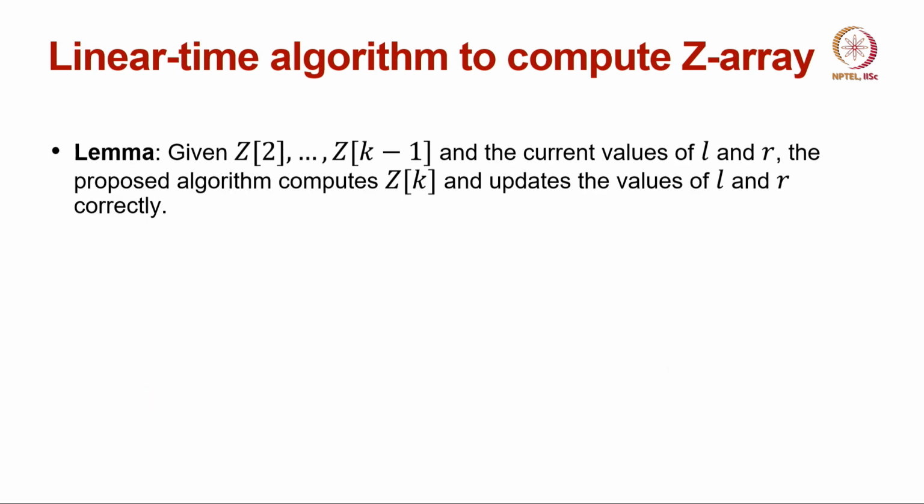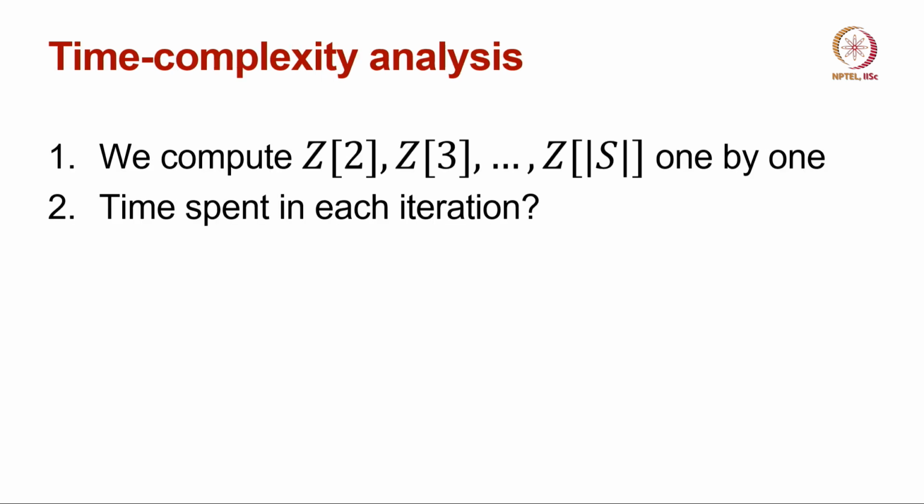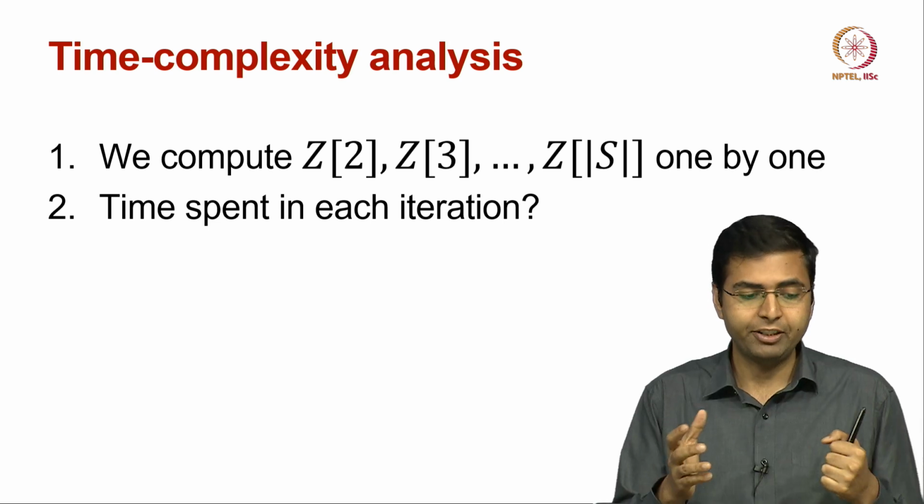This completes the description of the algorithm, and we can state it as a lemma: given the values of Z2 until Zk minus 1 and access to the current values of L and R, the proposed algorithm computes Zk and also updates the values of L and R correctly. Let us look at the time complexity analysis. We are computing Z2, Z3, until Zs one by one. One way to analyze the time complexity may be to look at the time spent in each iteration.